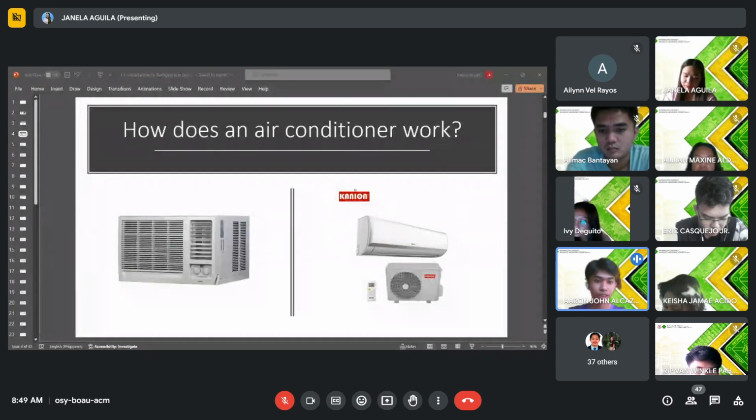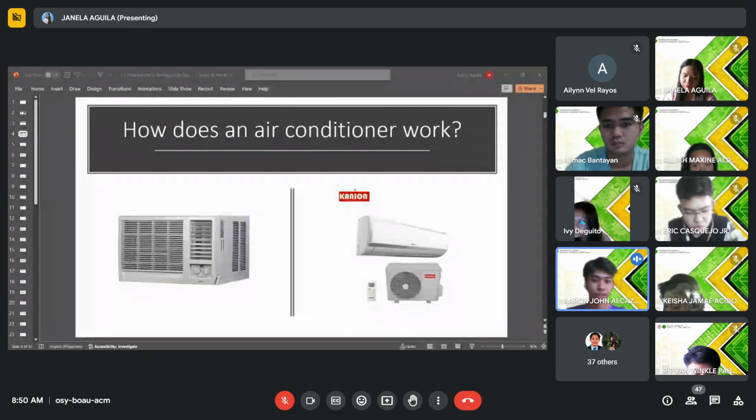And we have the expansion valve na nag-regulate po ng flow and pressure ng refrigerant. At saka po, yung pong nadagdag ay fan din po na nagbo-blow po ng air over the evaporator and condenser to facilitate the heat transfer po.